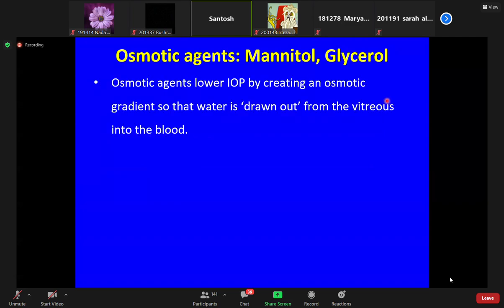Now, I don't have time, otherwise we would have discussed how the drugs work. As you know, some drugs work through receptors, other drugs produce some chemical reaction like enzyme inhibition. But then there are other drugs which just work by their mere physical presence. When they are there, they increase the osmolarity of that solution, and because of the osmotic drag, they work. So these are osmotic agents. They lower intraocular pressure by creating an osmotic gradient so that water is drawn out from the vitreous into the blood.